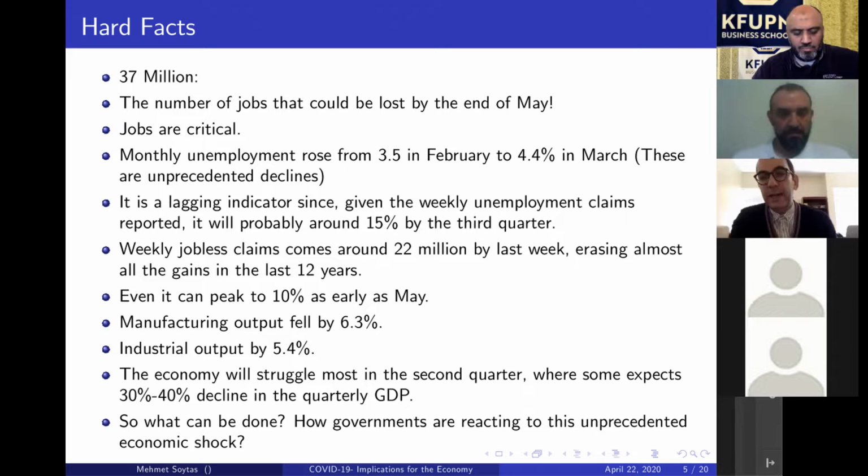So there are different numbers being pronounced around in the markets. That 37 million is the number that is expected that we can see at the end of May about the job losses all around the United States, and there is not good news coming from any other market. So unemployment will be a big issue in many parts of the world. And jobs are critical for many different reasons, but they are critical also from a humanitarian perspective.